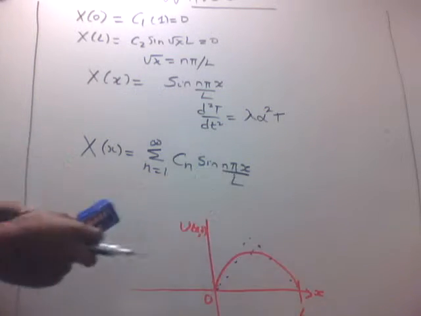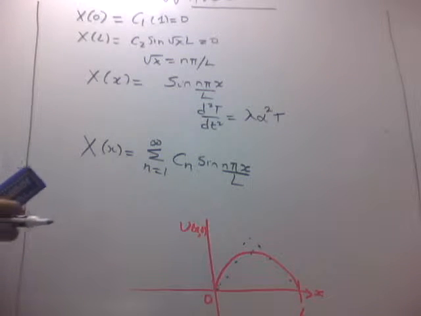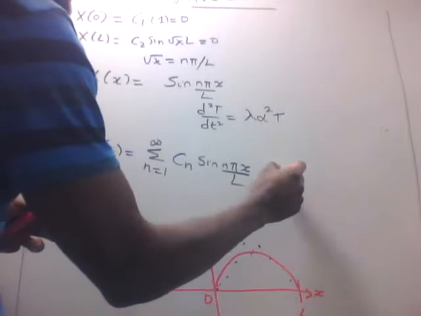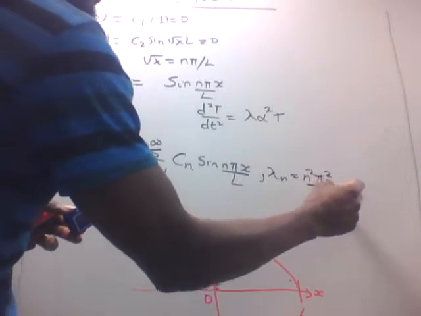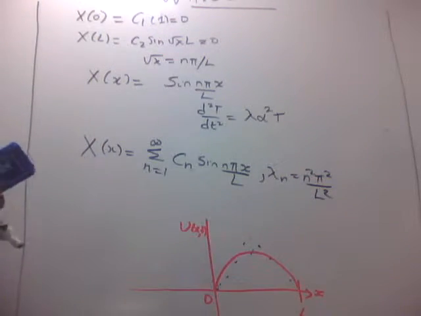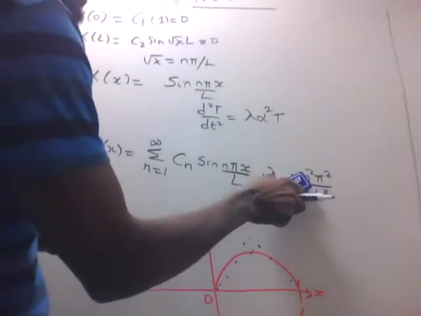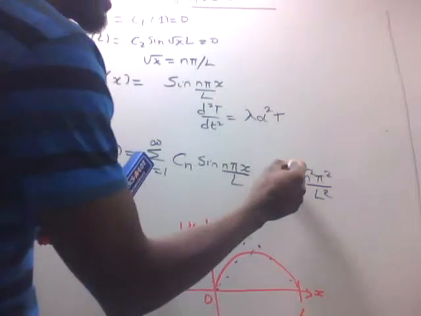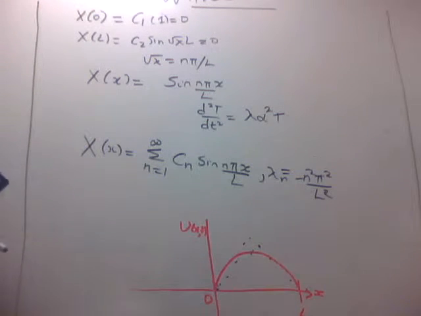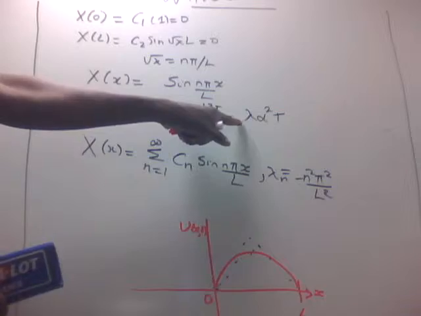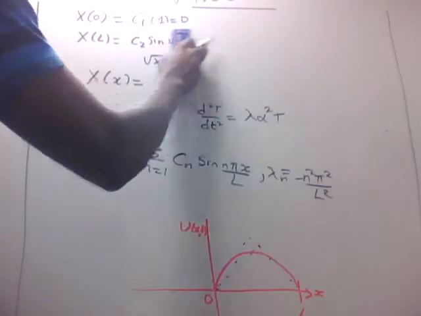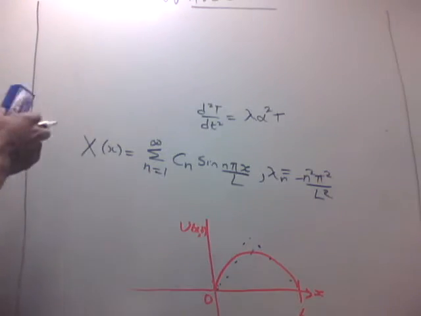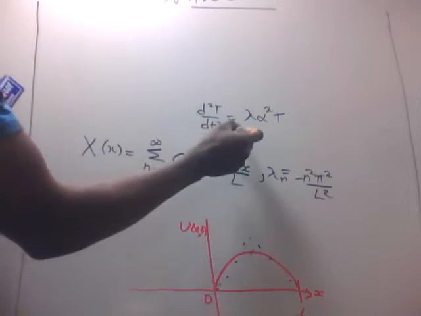So X is of this form, right? And because we know also lambda is n squared pi squared over L squared, well, we said lambda was negative, so lambda n is negative n squared pi squared over L squared. Then we can solve the time function. The function is dependent on time only, right? And that gives us that, again, using the characteristic equation.